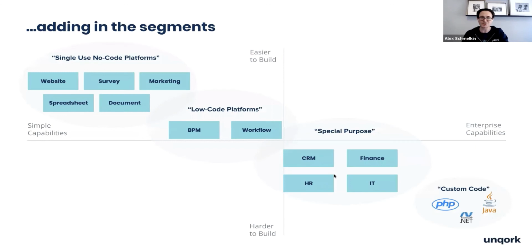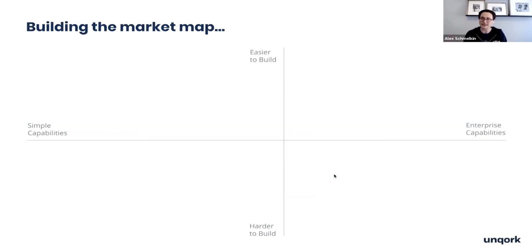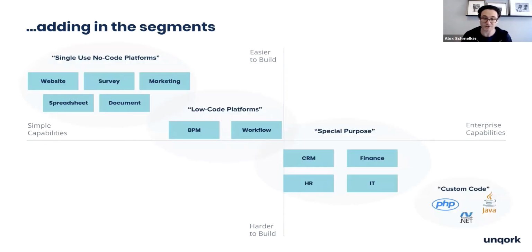And ultimately, the punchline, just to show you the way the market lays out right now: if you're thinking about finding a high-performance tool, like a no-code tool, in order to accelerate your development needs, you really have this spectrum. Things could be simple capabilities or enterprise. So am I building a loan origination system? Well, that's enterprise. Or am I building a survey? That's simple. And things could be easier to build and harder to build. And this is the way the market looks today. This is before Unqork, of course.